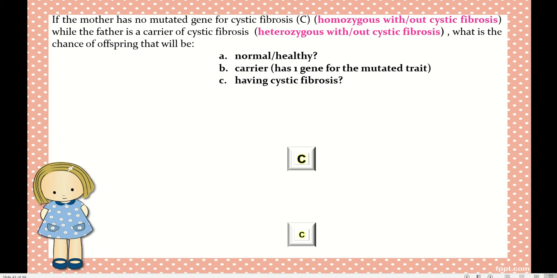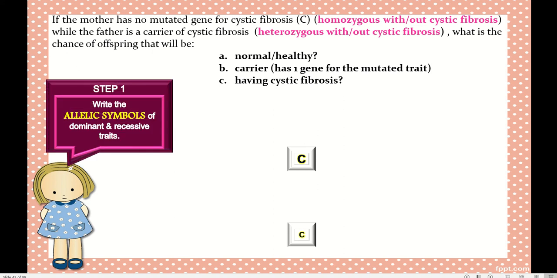Carrier means heterozygous without cystic fibrosis. What is the chance of the offspring that will be normal and healthy, phenotypically normal and healthy, the offspring being a carrier, or an offspring having cystic fibrosis? Now, in our case, the symbol for that gene is capital C for healthy or no cystic fibrosis, and small c for having cystic fibrosis.